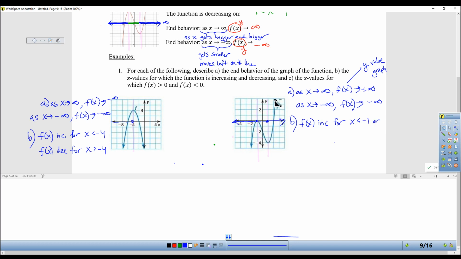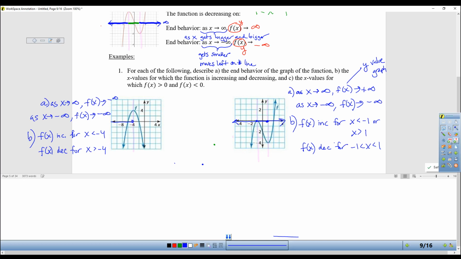or it's also increasing here. And even though you think of increasing as like this, I need to look at it on the x-axis, for x is greater than 1. And then f of x is decreasing through this section. So what is that on the x-axis? For negative 1 is less than x is less than 1.